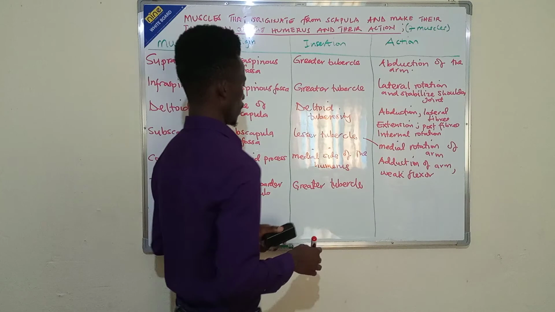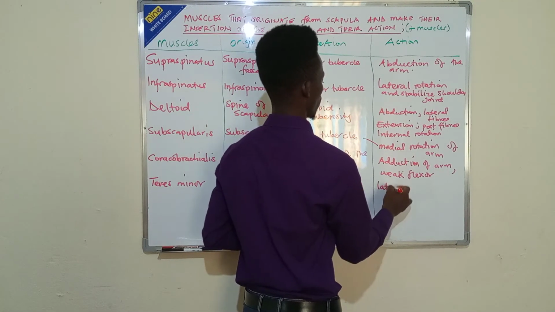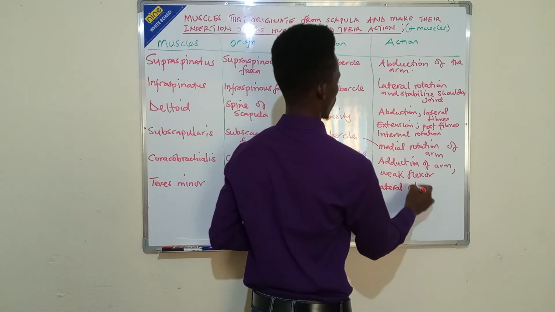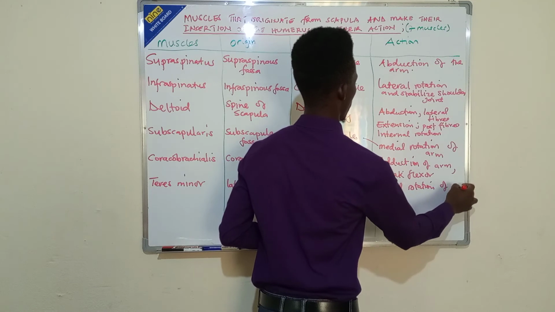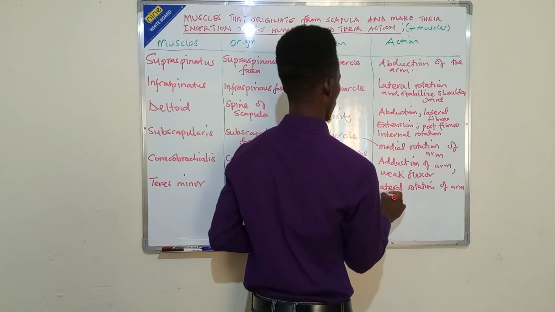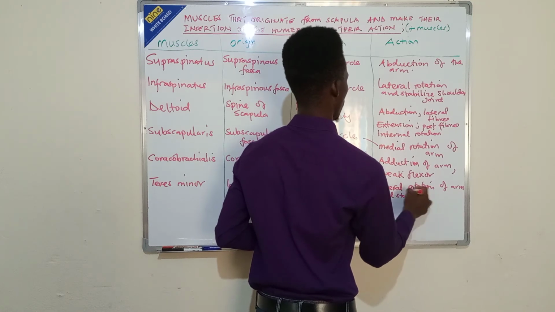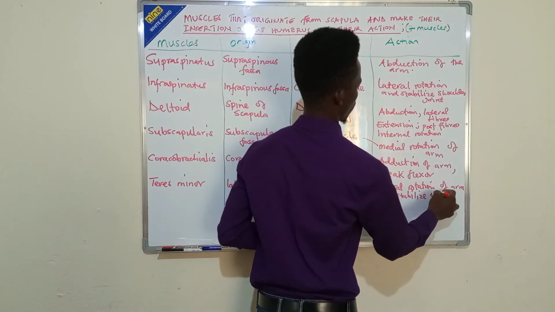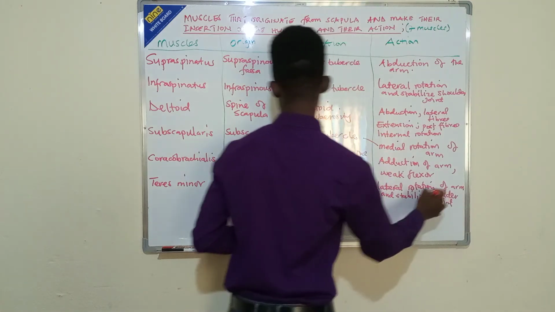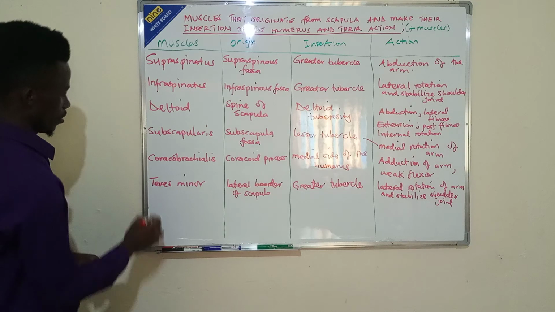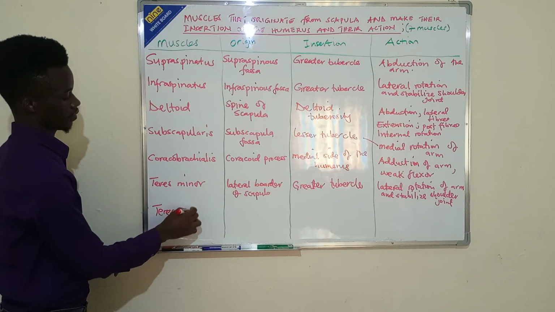Teres minor is also a lateral rotator, so it helps in lateral rotation of the arm, and then it can also help to stabilize the shoulder joint. Then you have the last one, which is known as teres major.